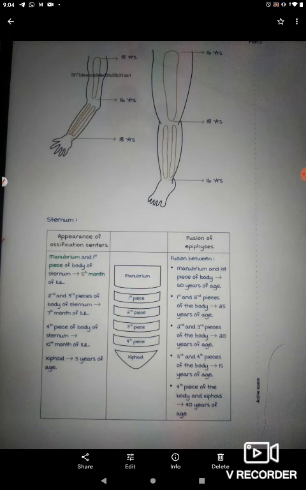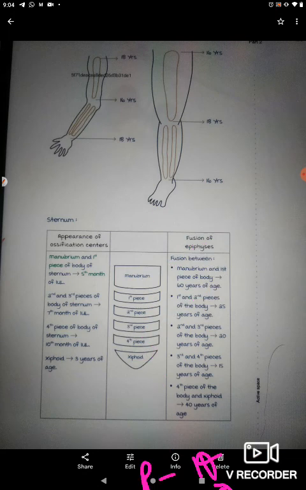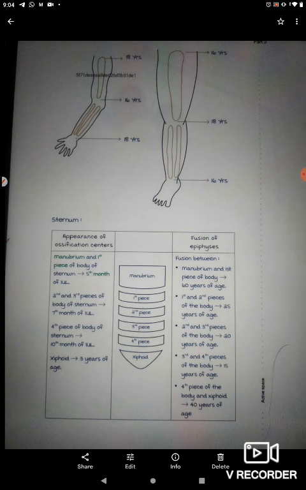So this was all. Also we have seen that the patella fuses at 14, and the xiphoid fuses at 40. And we have also seen the intrauterine ossification centers.